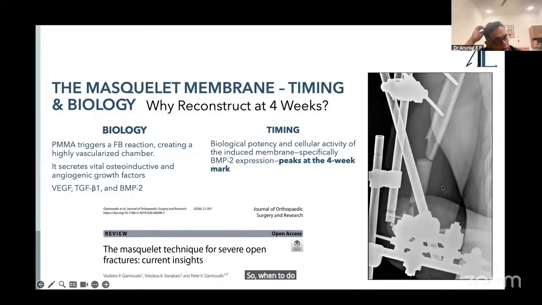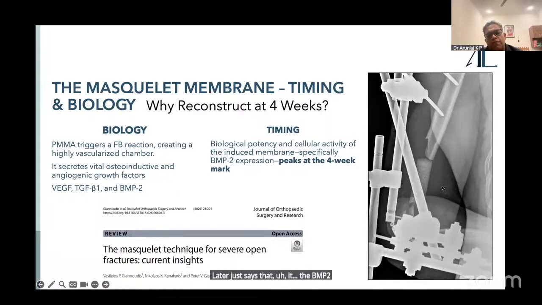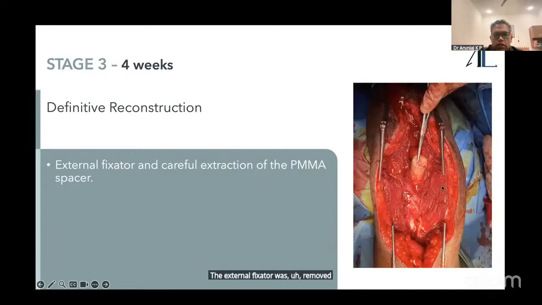When to remove the cement spacer, assess the membrane, and do a cancellous graft after the Masquelet technique? Literature says that BMP2 expression peaks at 4 weeks. Usually we do it at 6 weeks, but BMP2 expression peaks at 4 weeks. At 6 weeks the membrane develops well, but at 4 weeks it's a little fragile, so you have to be careful while interfering at 4 weeks. So I went in at 4 weeks, and for definitive reconstruction, the external fixator was removed and the cement spacer was removed.